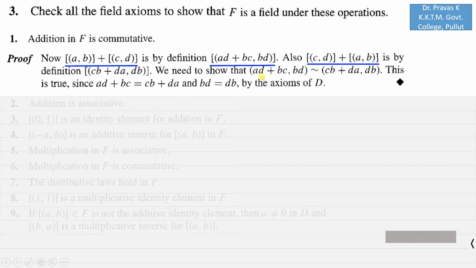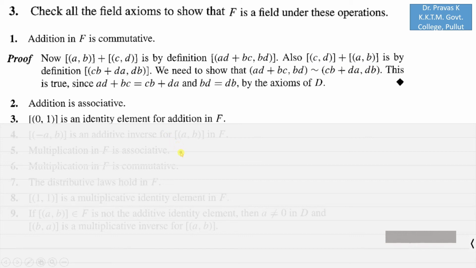For that, you need to show that the two ordered pairs are in relation tilde, and that follows directly from the commutative property and other axioms of the integral domain capital D. Similarly, you can prove that the addition is associative or any other property.